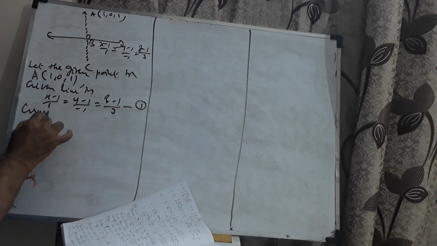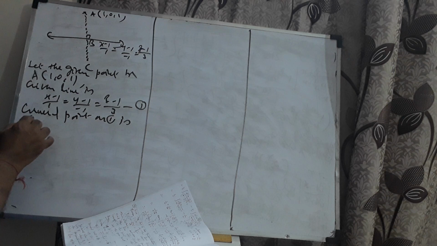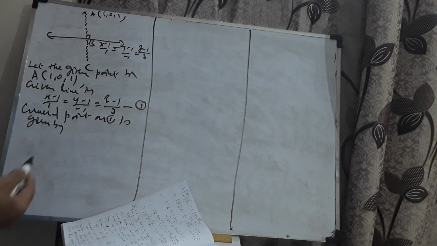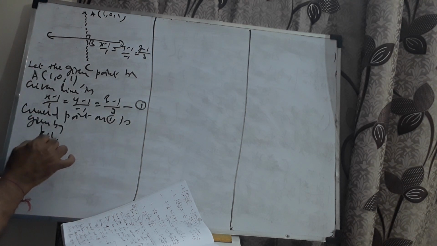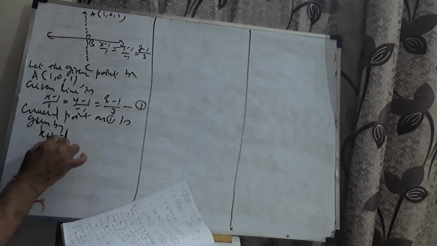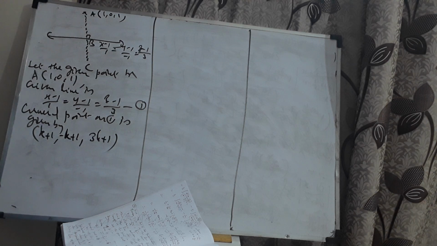Now the general point on line 1 is given by, if I equate it to k, the general point will be in terms of k. If I equate it to L, it will be in terms of L. If I equate it to lambda, it will be in terms of lambda. Doesn't matter. Therefore, it will become k plus 1, minus k plus 1, 3k plus 1. For infinitely many real values of k, the point will keep on moving on the line.